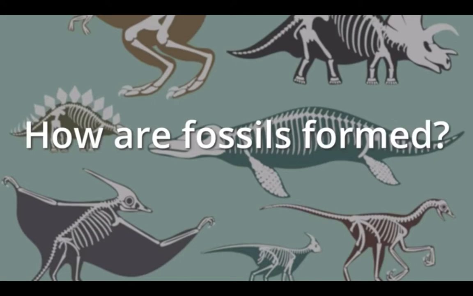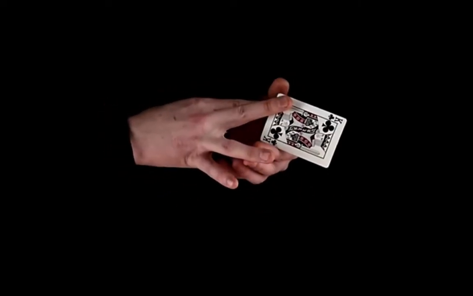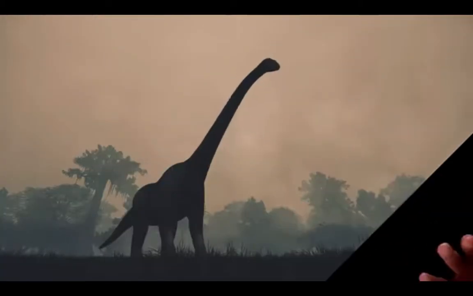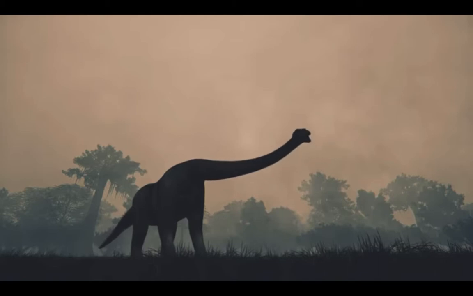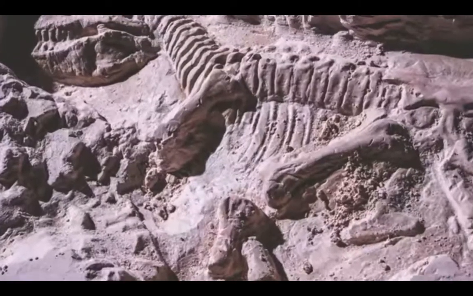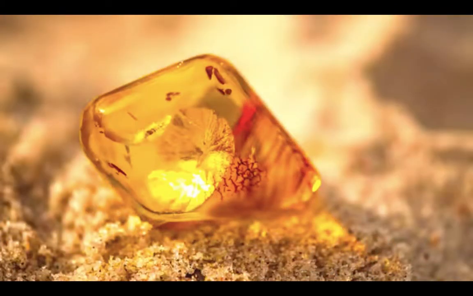So, how do you think fossils are formed? Do they just magically appear? Well, not quite. A fossil is actually created when a plant or animal that died millions of years ago leaves behind a skeleton, bones, or some other organic matter.